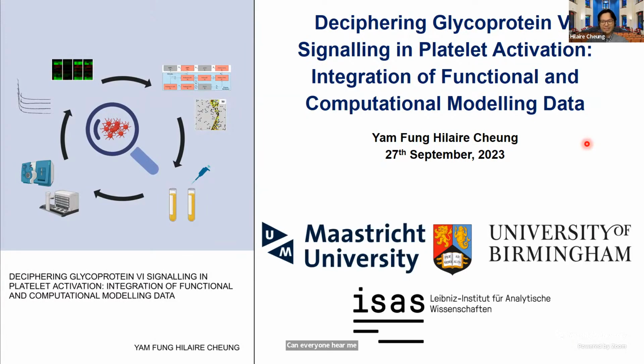Dear prorector, dear members of the assessment committee, dear family and friends, I'm pleased to present the highlights of my thesis titled Deciphering Glycoprotein 6 Signaling in Platelet Activation: Integration of Functional and Computational Modeling Data, in the next 10 to 15 minutes.